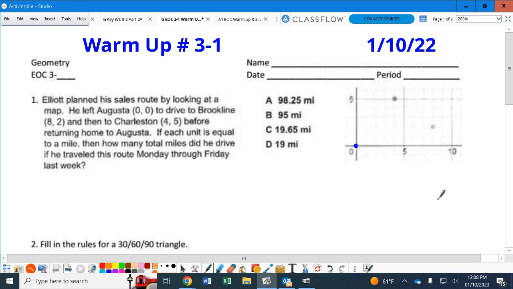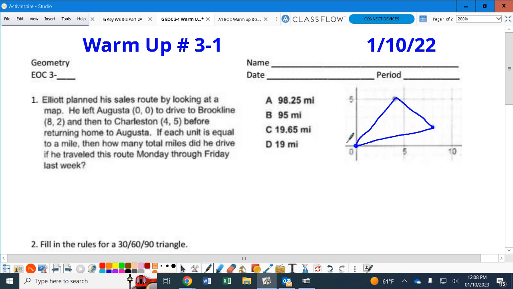He's then going to go to Brookline, that's not Brooklyn. Brookline, and he is going to go to the point 8, 2. The point 8, 2 would be over here at 8 and then up 2. So he's going from this point to this point. Draw that line, connect where he goes on his path. The next place he goes is to Charleston. At Charleston, he's going to the point 4, 5. The point 4, 5 is this point right here, so he's going from here to the point 4, 5. Connect those. The last thing he does is return home, so he returns to where he began from. Connect those. He is making a triangular path.